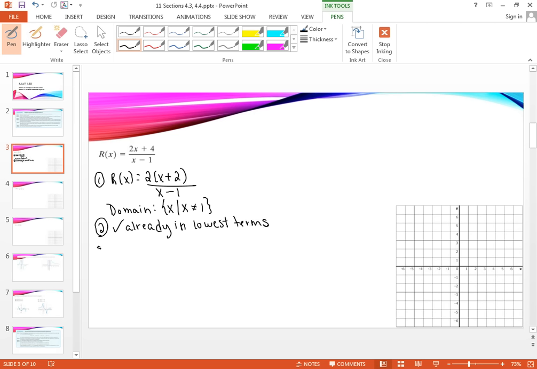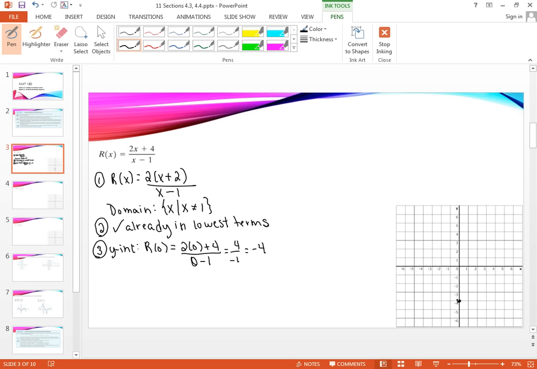Okay. Step 3. Find the intercepts of the graph. Okay, so how do you find the intercepts? Let's see. You find the y-intercept by putting in 0 for x. And so you get 2 times 0 plus 4 over 0 minus 1, which is 4 over negative 1, which is negative 4. I'm going to go ahead and plot that on my little grid over here.